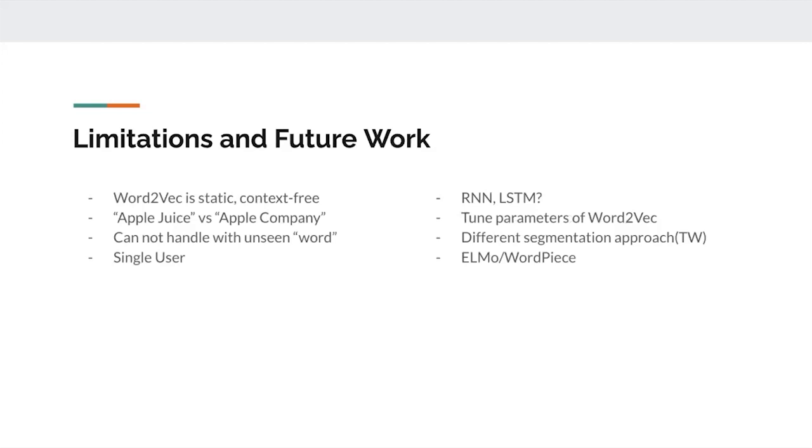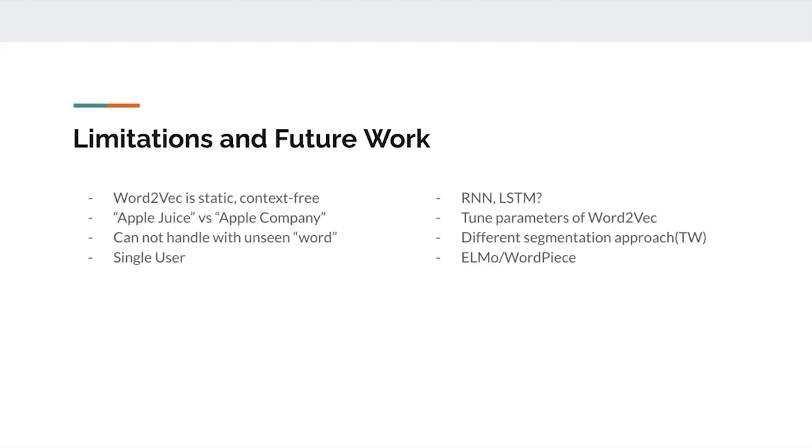However, the Word2Vec model has its own limitations. Firstly, it is static and context-free, so one word will only have one vector. But sometimes a word may have different meanings. For example, apple juice and the Apple technology company. The meaning of apple is different in these two phrases. In addition, Word2Vec cannot handle unseen words.